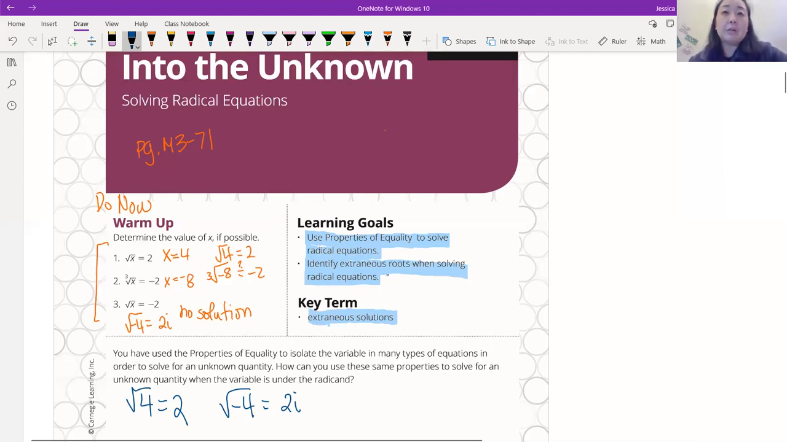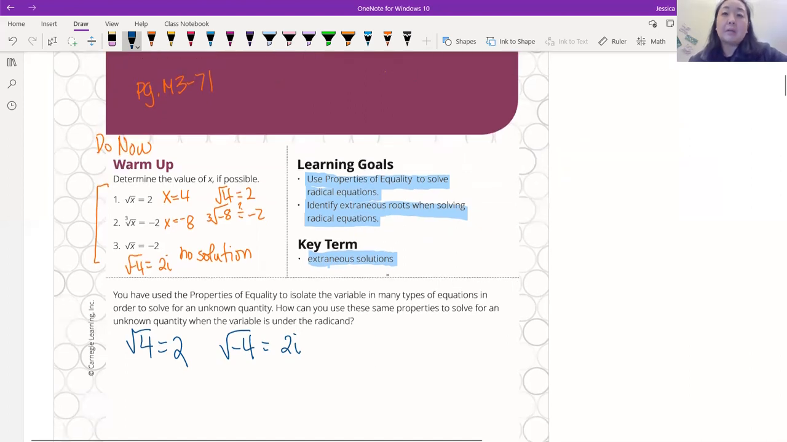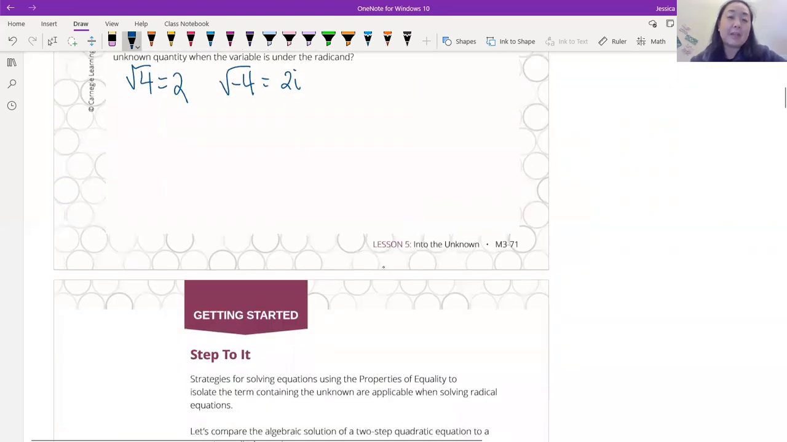All right. So we'll figure out what extraneous means. Extraneous is basically something that's irrelevant, is what the dictionary says. But in our case, extraneous means unnecessary, well, it doesn't work. So we're getting a solution that's not really a solution. So we'll talk about that.